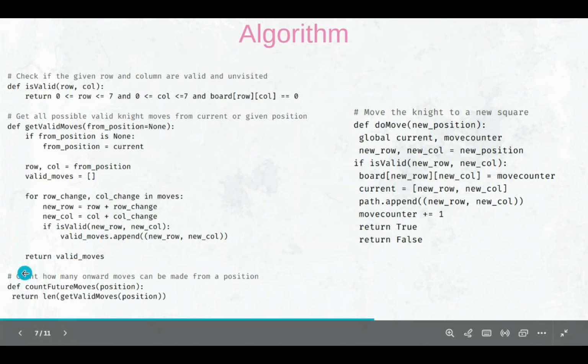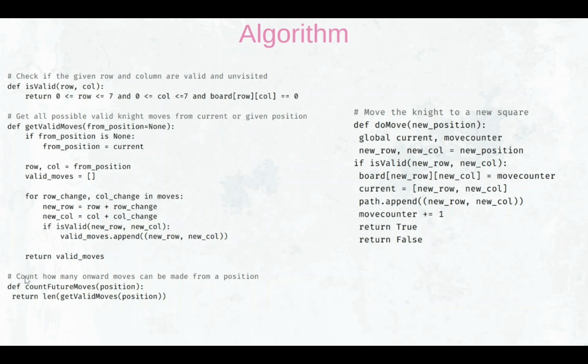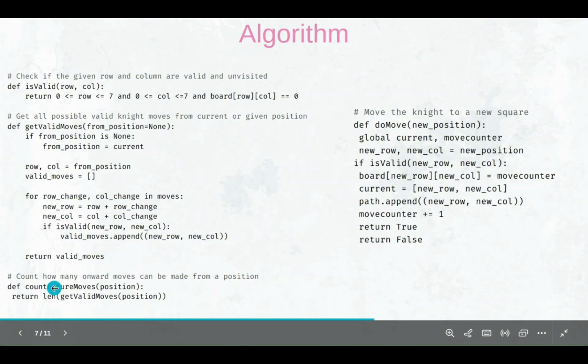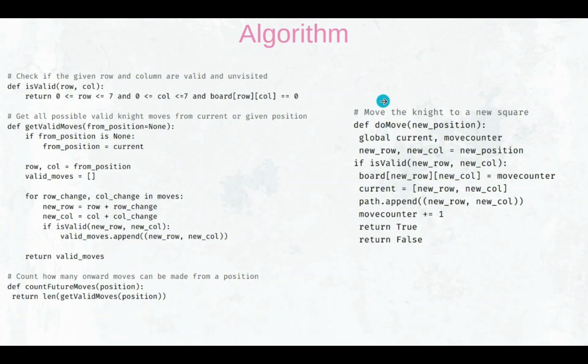The next function is the count future moves, and this basically counts all the valid moves from a specific location, and it will use the length function to do that. And the last helper function is the doMove. This function will basically do the actual move, so it will move the knight to that position.